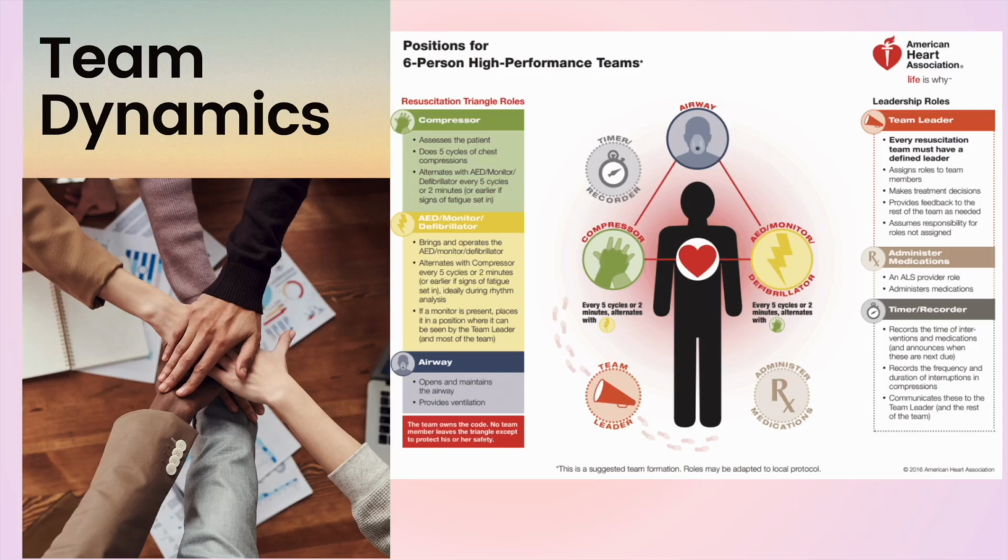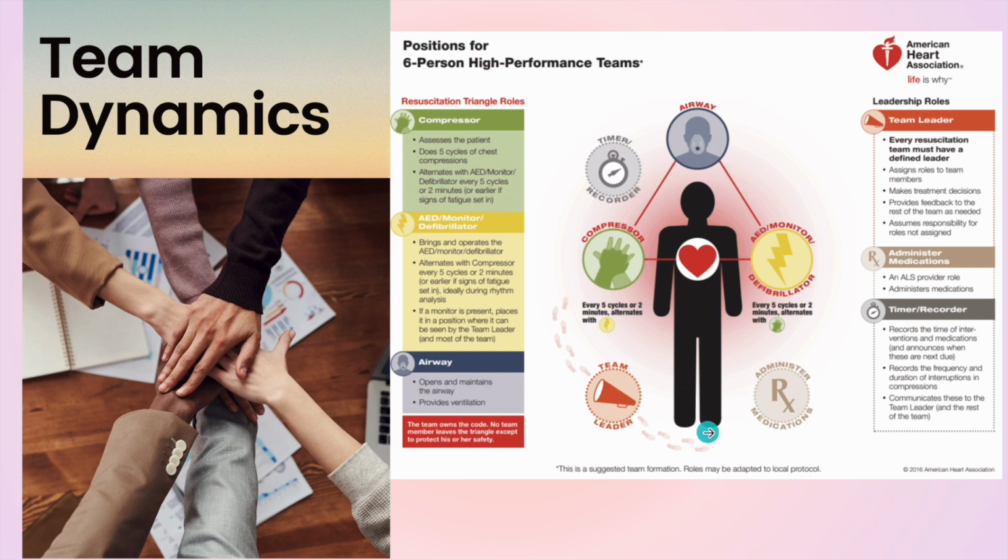To increase the chances of survival, we need to have a high-performance team. We see a diagram that shows the positions of team members around a patient and describes each person's role within the high-performance team. The team member placement can be adapted to local protocol. In the center of the diagram is a person, or the victim.